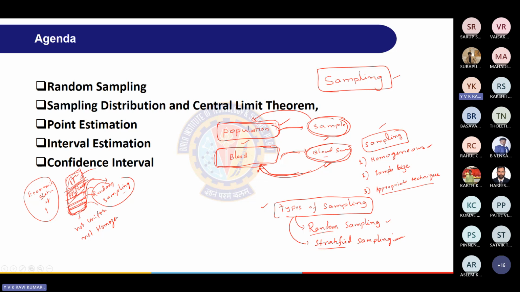If the population is not homogeneous, divide it into strata where each stratum is homogeneous, and see that every stratum has representation in the sample. Then the sample gives a good understanding of the population. So that's why this is important. Why this is important, we'll see. Now we'll take our context. So this is the brief understanding of sampling. Now coming to our context.